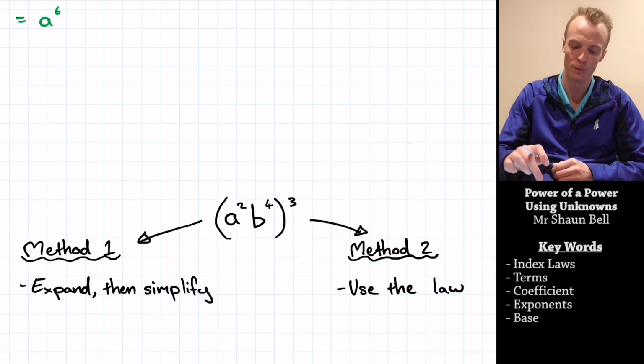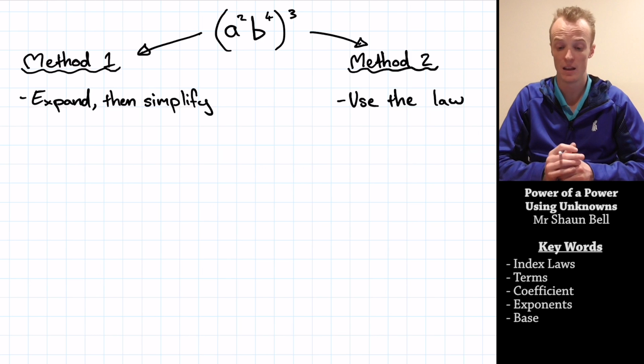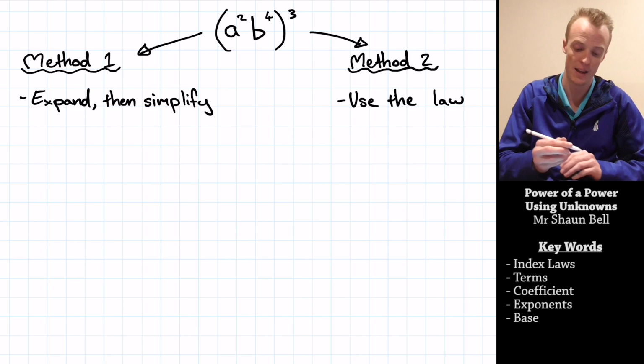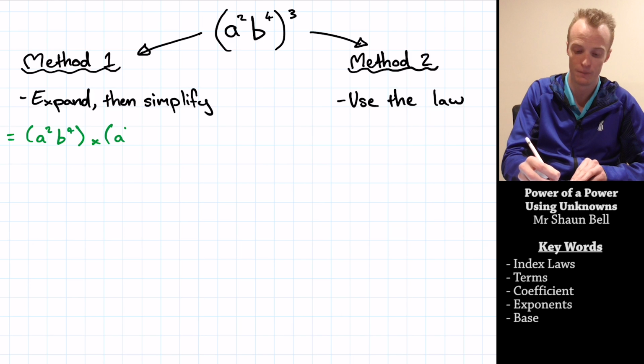But let's take a look at a problem that has more than one unknown. What do we do here? Well, let's first expand this problem. What is this actually saying? Well, when we expand it, it's saying everything in the brackets, so that's a to the power of 2, b to the power of 4, times itself 3 times.